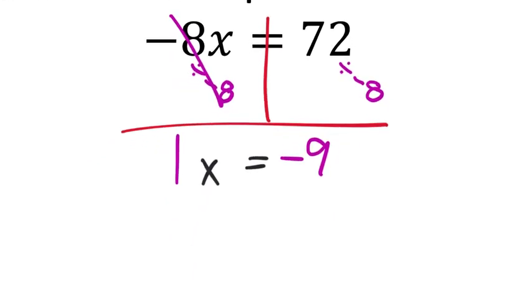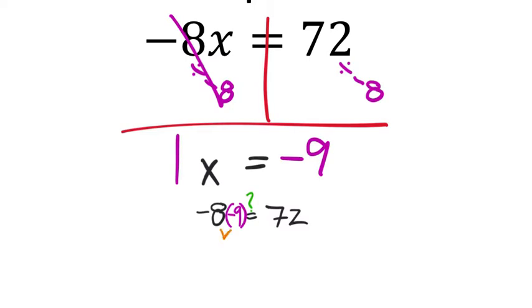Now this is pretty much the end of the problem, except what we want to do is just make sure that x equals negative 9 is the actual solution to the original equation. So I'm going to go to the original equation. Negative 8x equals 72. Okay, but right now, we're pretty sure x is negative 9, but we want to make sure that it is. So I'm replacing the x with negative 9 here. And then I put a question mark over my equal sign, because I don't know for sure if this is going to be true or not.